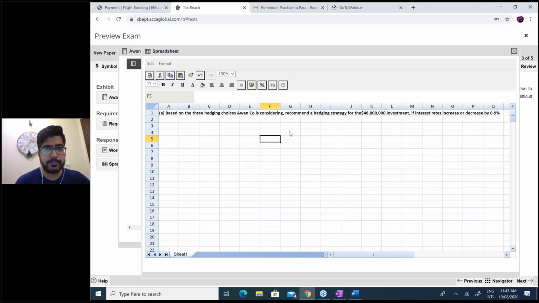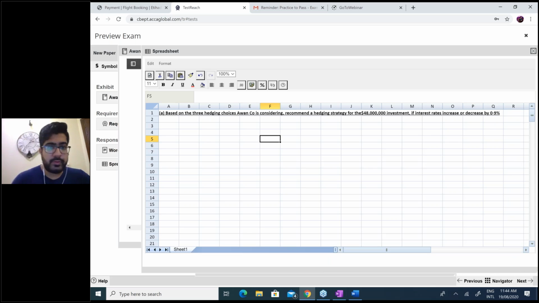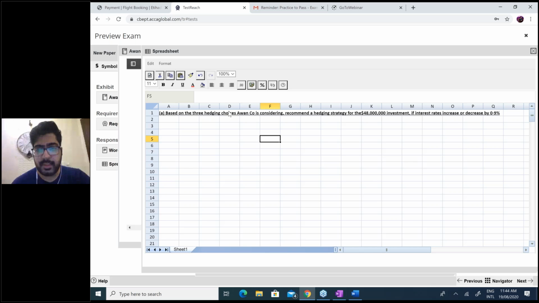So the requirement is: based on the 3 hedging choices Avan is considering, recommend an appropriate hedging strategy for the 48 million investment. Now you know that there are 3 hedging choices he is considering: futures, options, and FRAs. You need to solve all 3 and recommend for this 48 million investment.